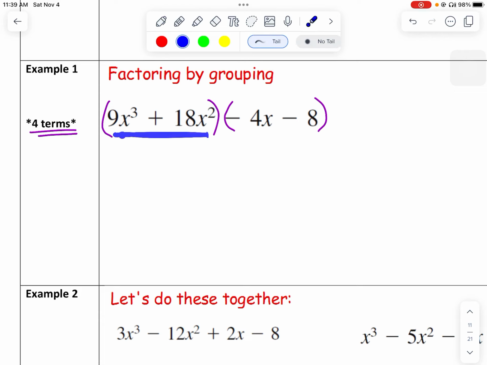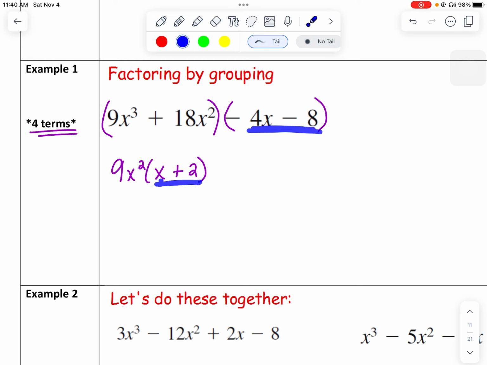Then I'm going to take out the greatest common factor of the next group, with my goal being my last parenthesis being x plus 2. So what do I need to divide negative 4x by to make it equal to an x? I need to divide it by negative 4. So I'm going to take out a negative 4, and that would leave me with an x plus 2. If I multiplied a negative 4 back in, I get negative 4x minus 8, like this.